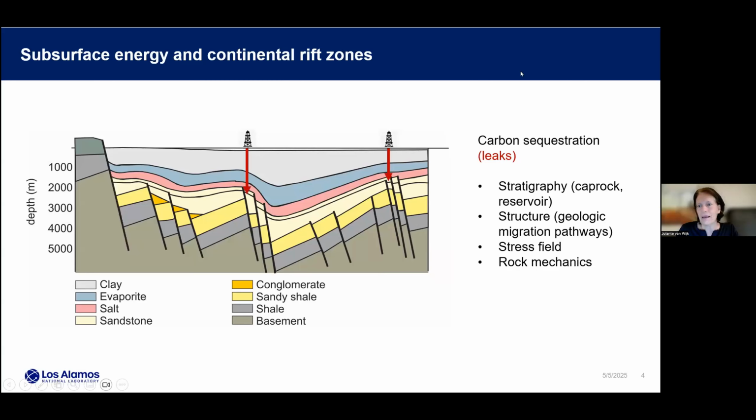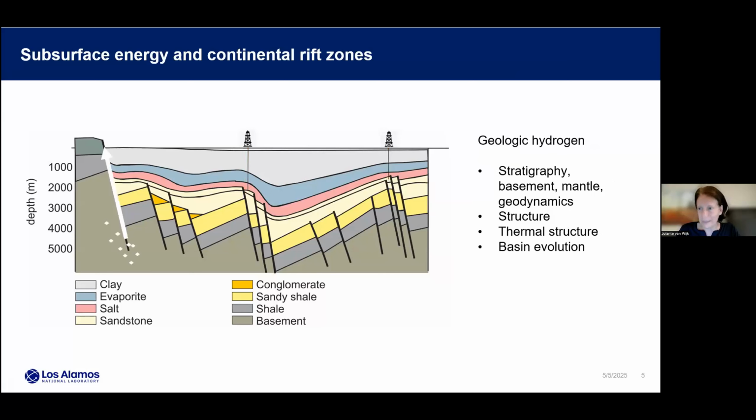So at the moment, everywhere on Earth, we're doing carbon sequestration. So that means that we are injecting CO2 into the subsurface in reservoirs that can be depleted oil and gas fields or just permeable layers in the subsurface. What we want to avoid here are leaks. They would be a huge problem. So again, here we need to understand the integrity of the cap rock, below which we inject the CO2, whether there are geologic migration pathways along faults, for example. The stress field needs to be well known. And of course, rock mechanics, we need to understand whether there's any risk of induced seismicity.